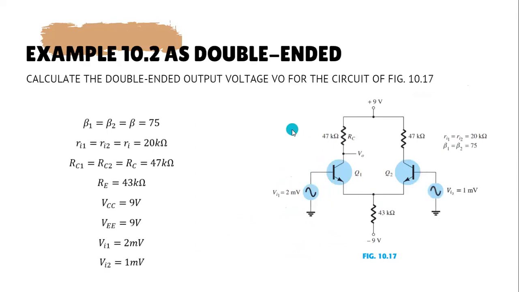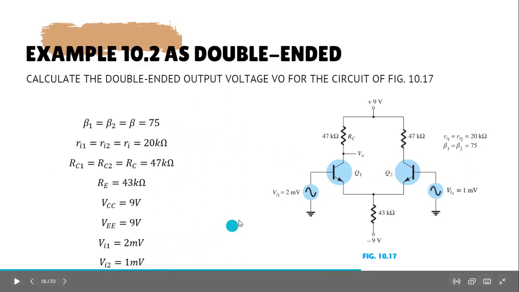For an example of a double-ended differential circuit solution, we'll once again look at figure 10.17. This is the same problem as before, except now it's a double-ended circuit. As you can see, I added a second input voltage of 1 millivolt. All of the givens are the same. In fact, I just copied that and added the input voltage of 1 millivolt at the end.